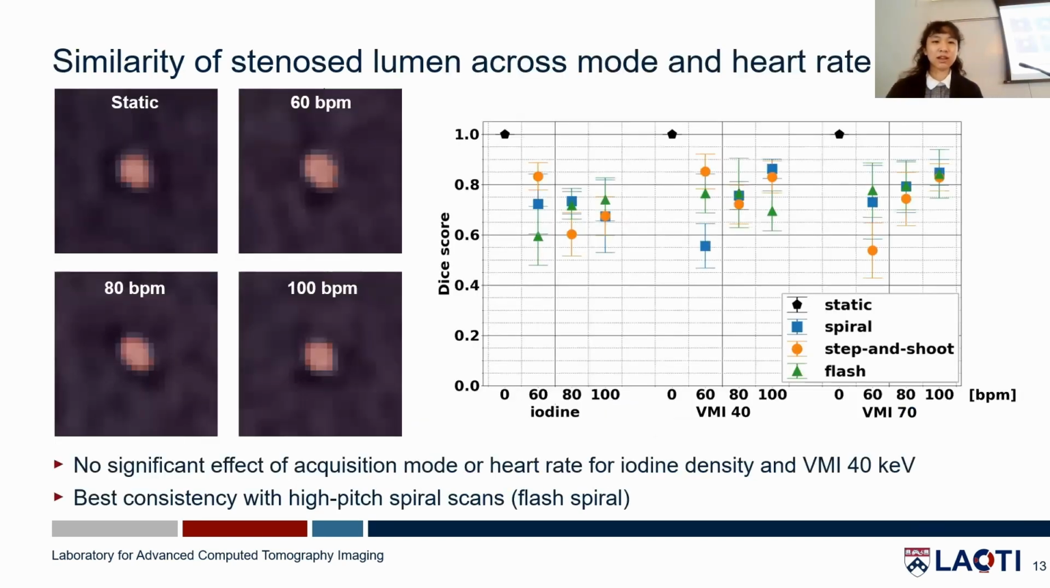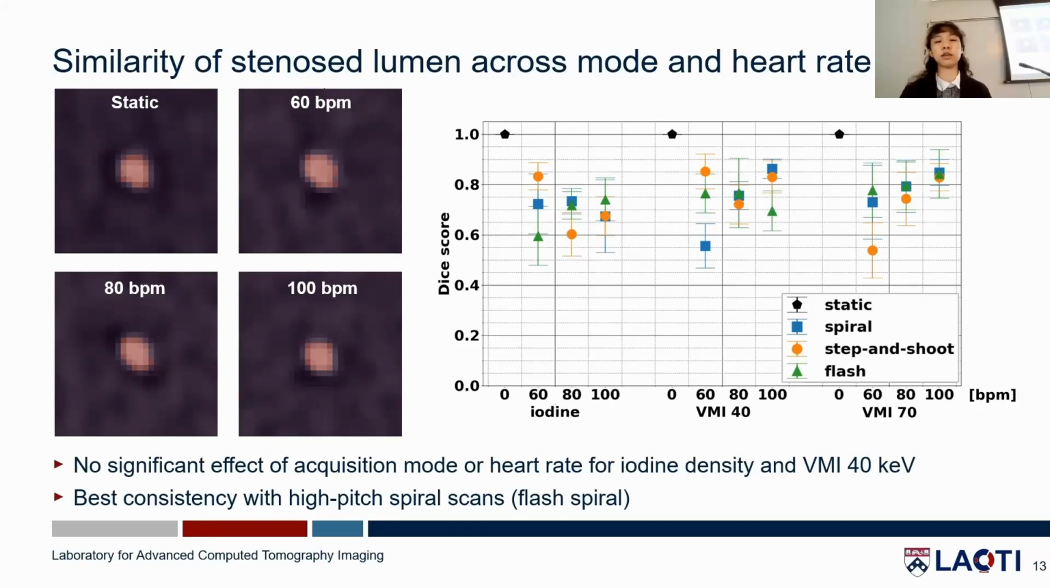So first, starting with the stenosis lumen. Here on the left, we have some example images of the static 60, 80, and 100 beats per minute images of the stenosis lumen. And in general, just visually, it looks quite similar.